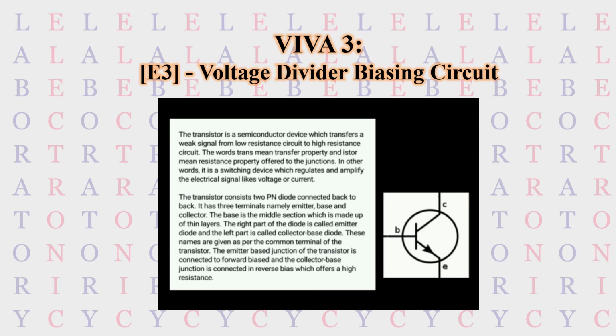Next, the transistor consists of two p-n diodes connected back to back. It has three terminals, namely emitter, base, and collector. The base is in the middle section, which is made up of a thin layer. The right part is called the emitter diode, and the left part is called the collector base diode. The names are given as per the common terminal of the transistor. The emitter base junction of the transistor is connected in forward bias, and the collector base junction is connected in reverse bias, which offers a high resistance.